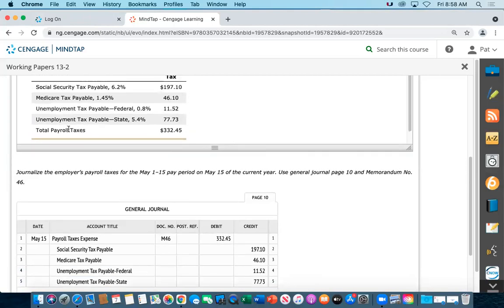We figured out how much unemployment tax they had per employee. You get the total, then you multiply it by 5.4.